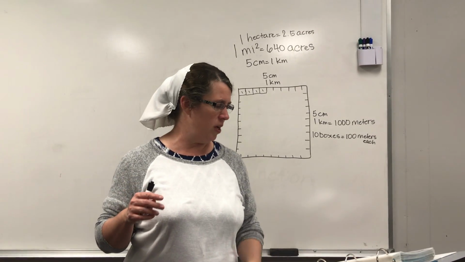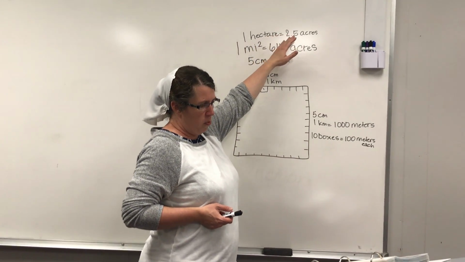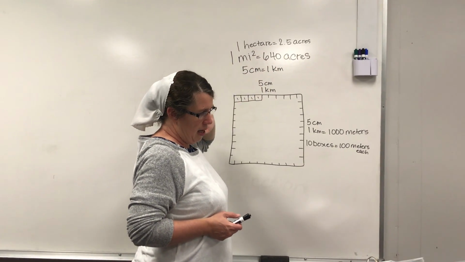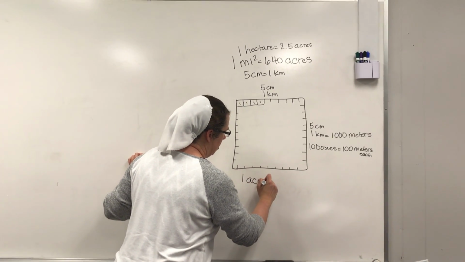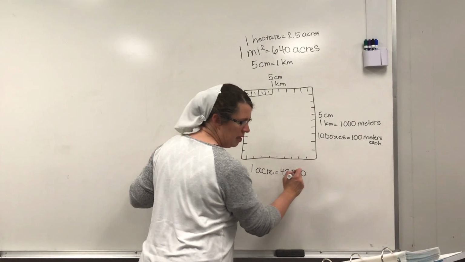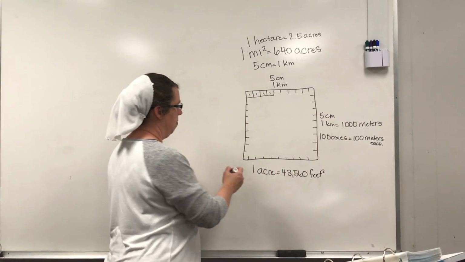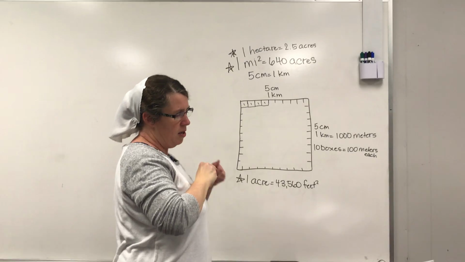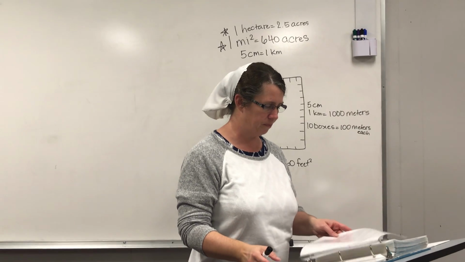Basically, on this lesson, they're wanting you to memorize that little green box. 1 hectare is 2.5 acres. 1 square mile is 640 acres. And 1 acre, I didn't write this one down, equals 43,560 square feet. All right, memorize these formulas. They're going to be on your next lessons. They're going to be using them a lot. They want you to memorize them.